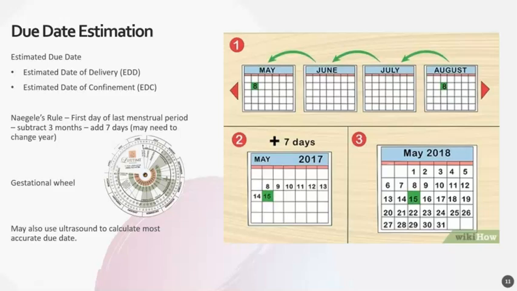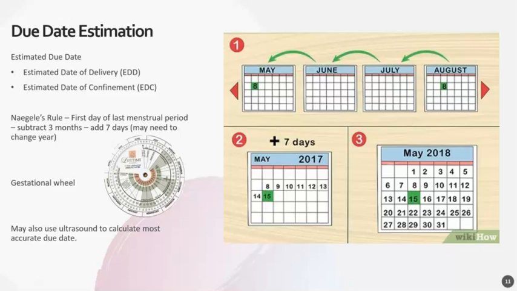To use the example we've got on the PowerPoint, we're taking the date of August 8th as the first day of the last menstrual period. You'll subtract 3 months from there, so that puts us into May, specifically May 8th. And then from that date, you will add 7 days. So May 8th with 7 days added to that puts us at May 15th. So that would be the estimated date of delivery.